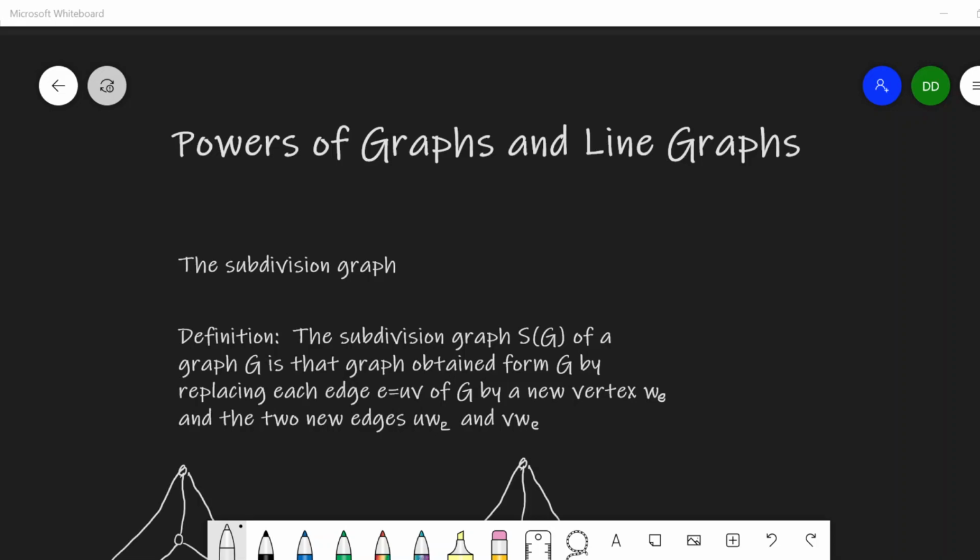Welcome back. In this video, we will see two new operations of graphs, and that is the subdivision graph and the powers of a graph. Line graphs will come in the next video. So here we're focusing on subdivision and powers of graphs. And we'll see a nice result about powers of graphs and Hamiltonicity, in particular Hamiltonian connectedness.